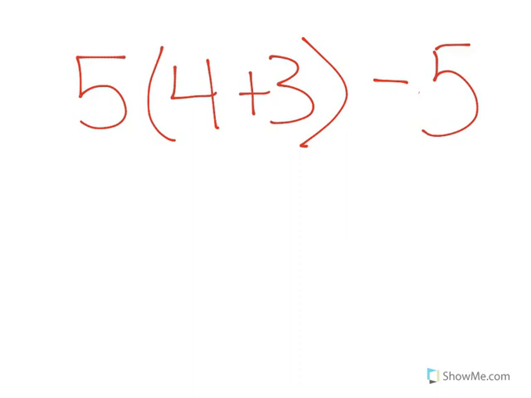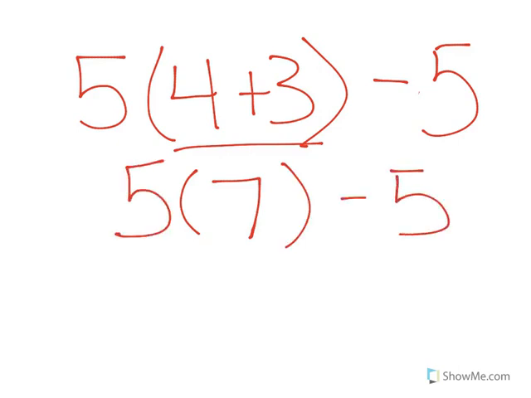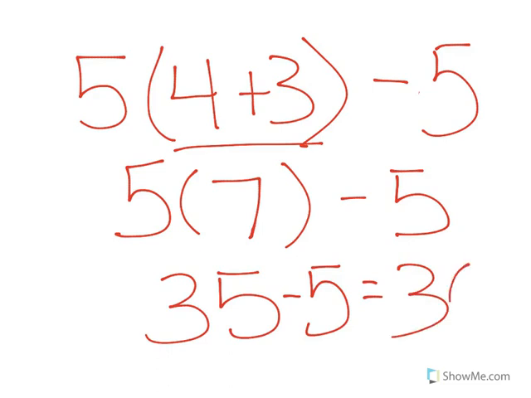Okay, so let's take a look at the next example. We do have parentheses. 4 plus 3 is 7. Then we have 7 times 5, and we have a minus 5 behind it. Multiplication comes next. 5 times 7 is 35. Minus 5 gives me 30.